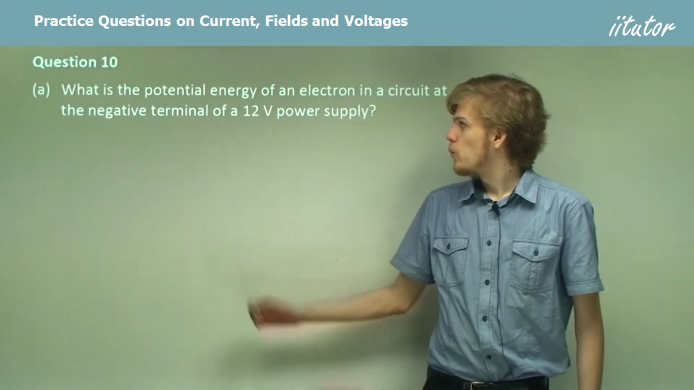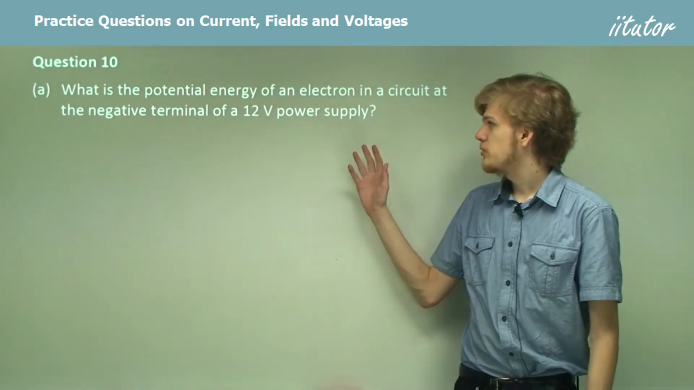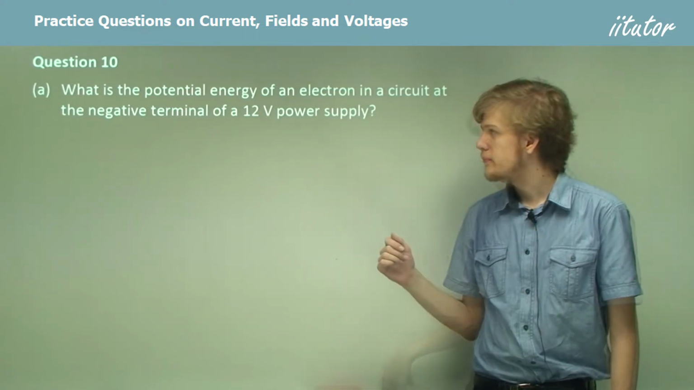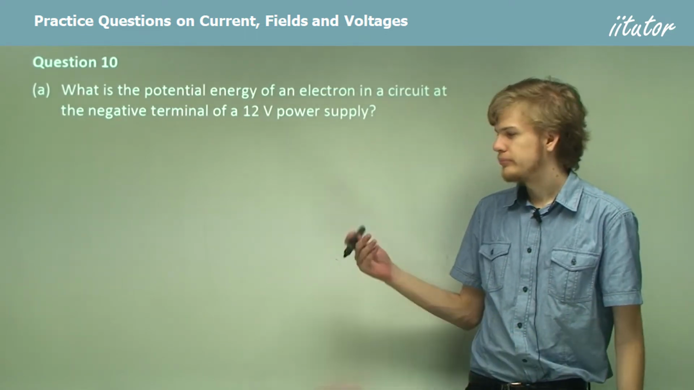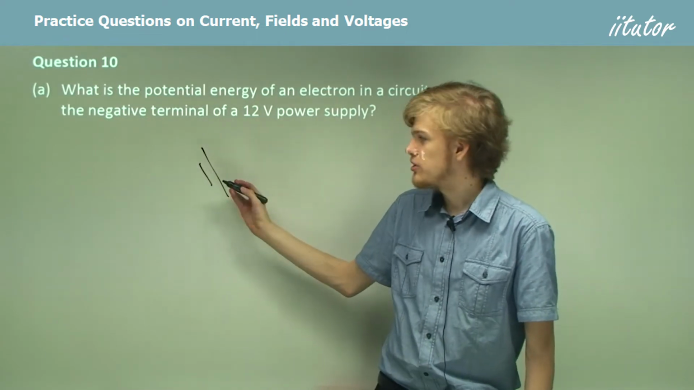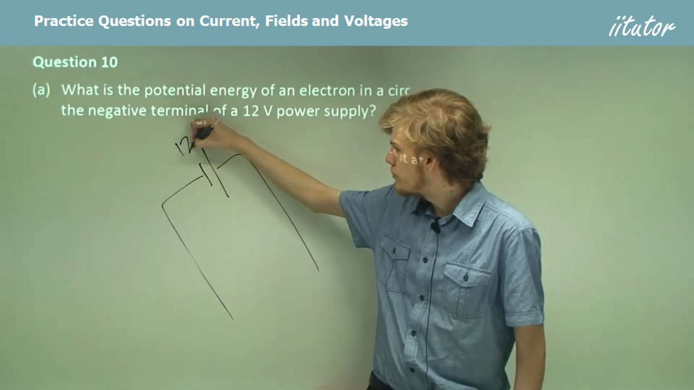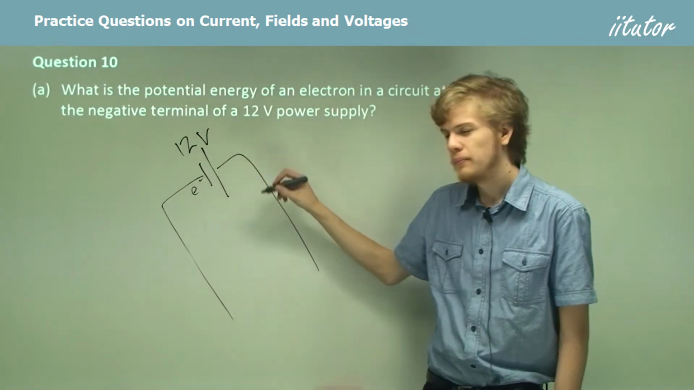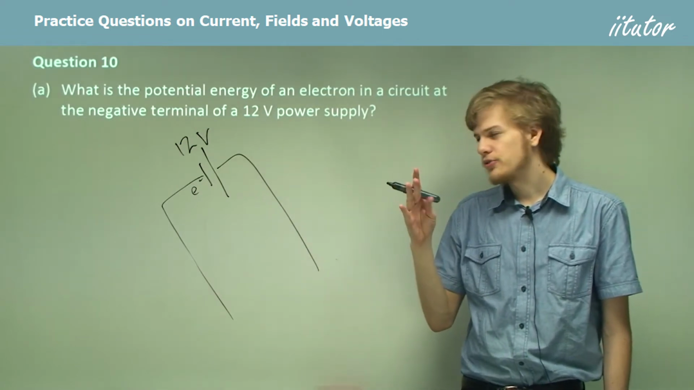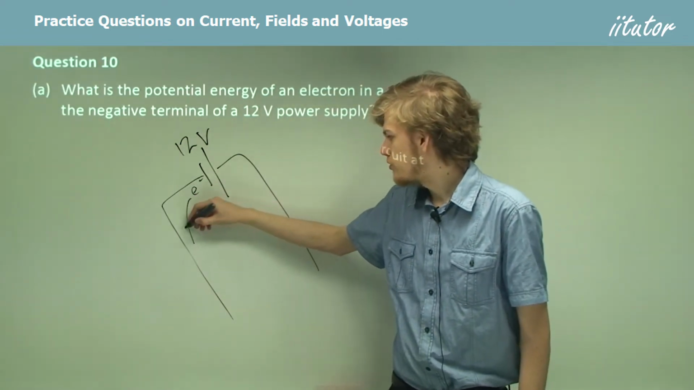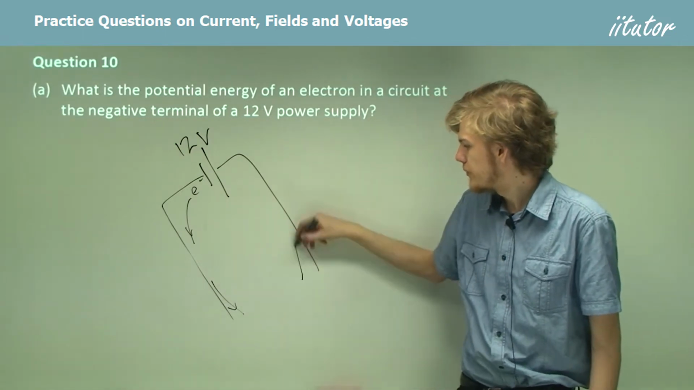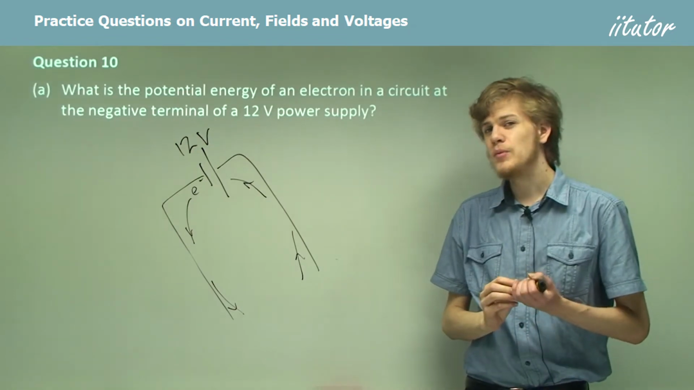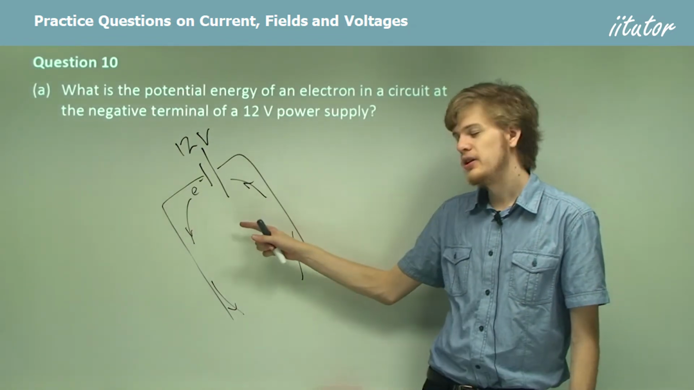Question 10. What is the potential energy of an electron in a circuit at the negative terminal of a 12-volt power supply? So let's think about this for a moment. We have two terminals, a negative and positive, with 12 volts, and the electron is at the negative terminal of the 12-volt power supply. That means as soon as we let the electron go, it's going to start drifting around the circuit. Quite slowly, but it'll get around in the end, right? So we want to figure out how much potential energy it has when it's over here.